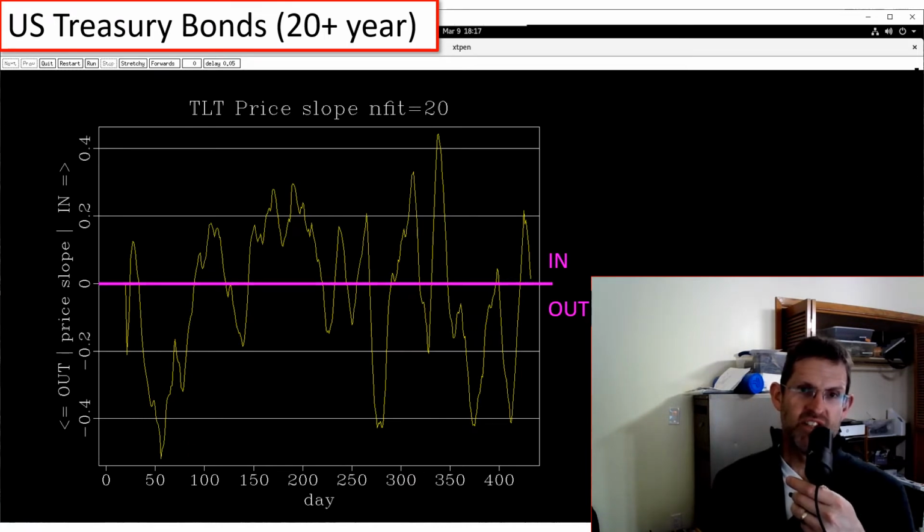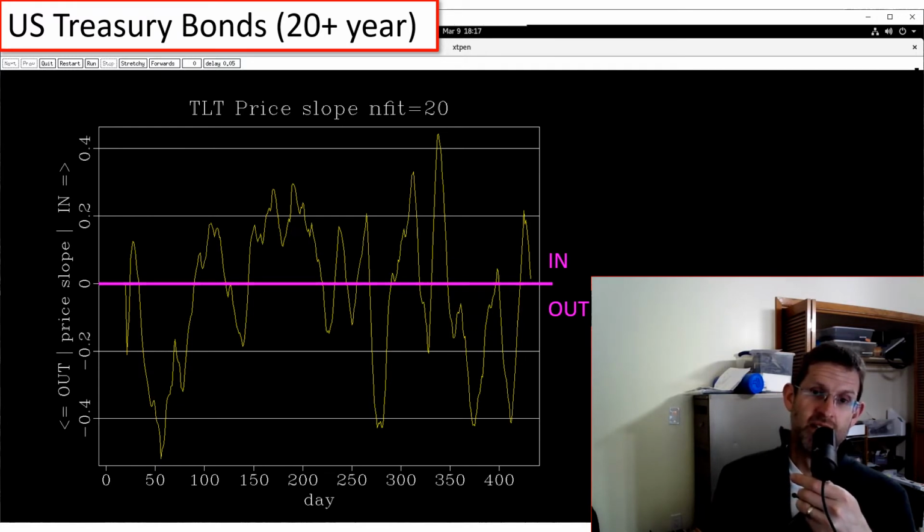Here's a plot of the TLT price slope, again over 14 months. The window length was 20 days for the prediction. When the price slope is greater than 0, the pink line, it means that we're in the market. When the price slope is less than 0, we're out of the market. I'm long TLT right now because the price slope is above the 0 line, but just barely. So it implies that bonds are on the verge of trending downward, and then I would get out.